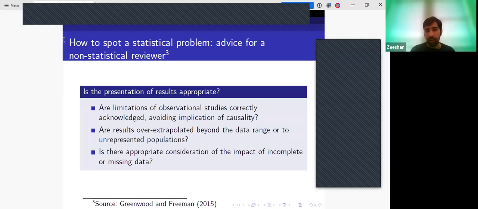So you have to think about all those things in your mind when you are going to report or review your results. Is there appropriate consideration of the impact of incomplete or missing data? This is another important topic. If, for example, 5 to 10% of observations are missing, then sometimes it's not that big a problem. But if more than that, then that's definitely a problem because you'll get biased results.